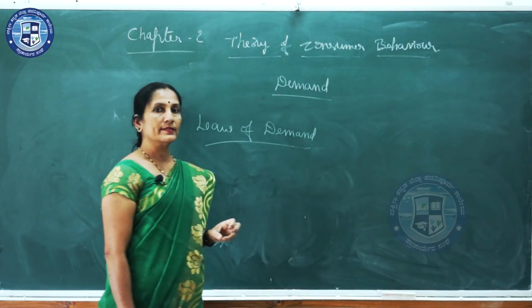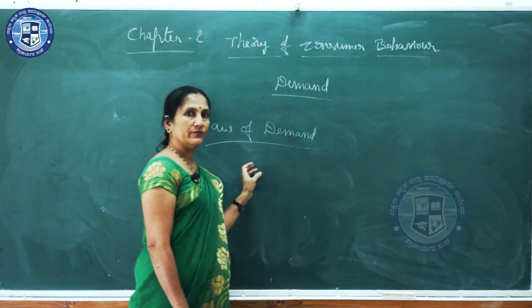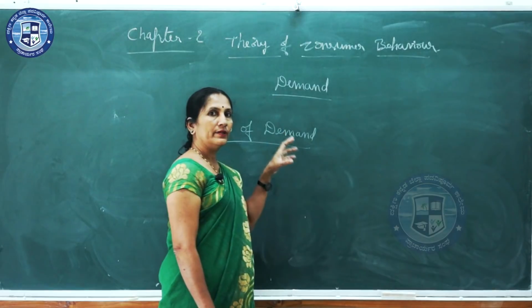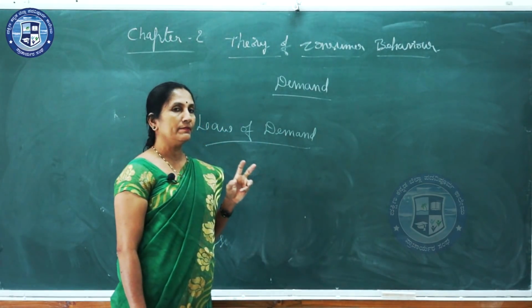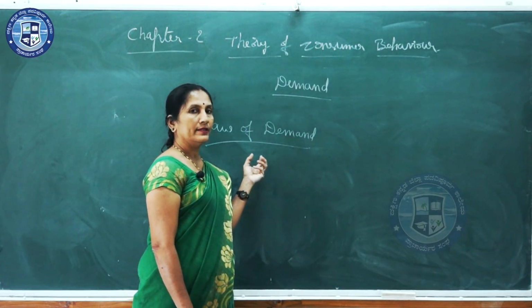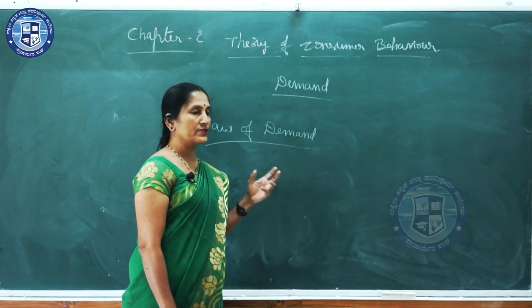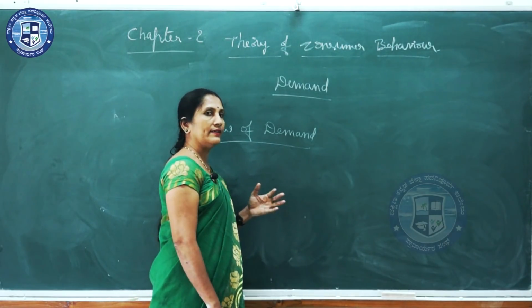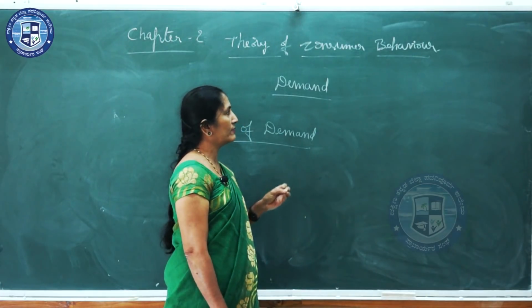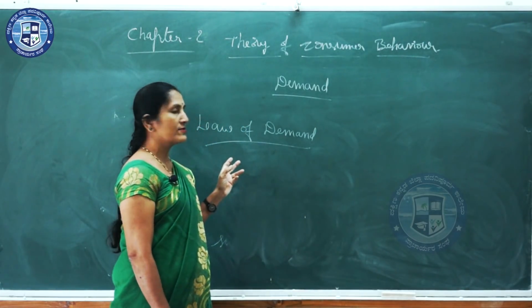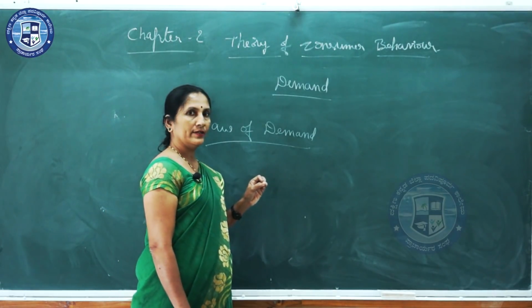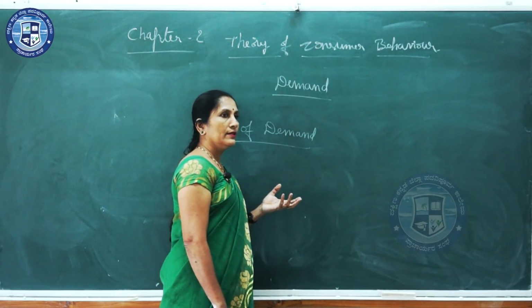Demand is the quantity of the commodity which the consumer wants to purchase at given market prices and in a given period of time. In other words, it is the desire to have things, coupled with the willingness and ability to purchase at a given market price and at a given period, which is called demand.